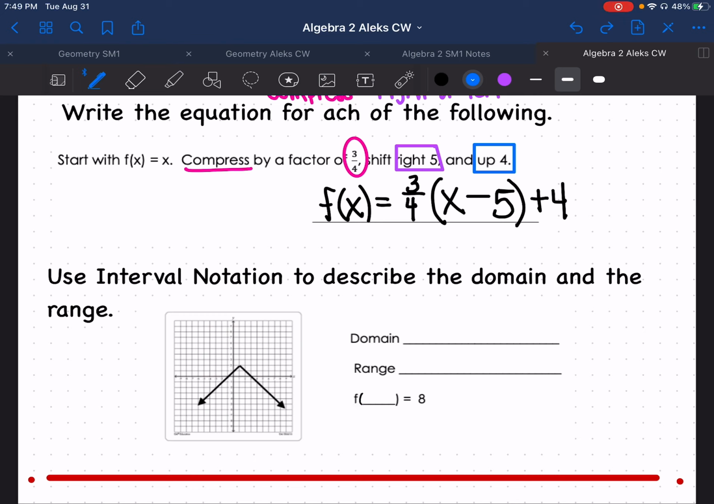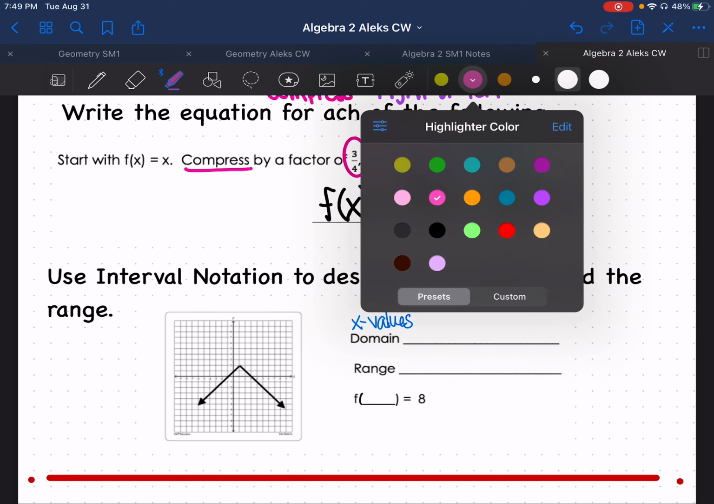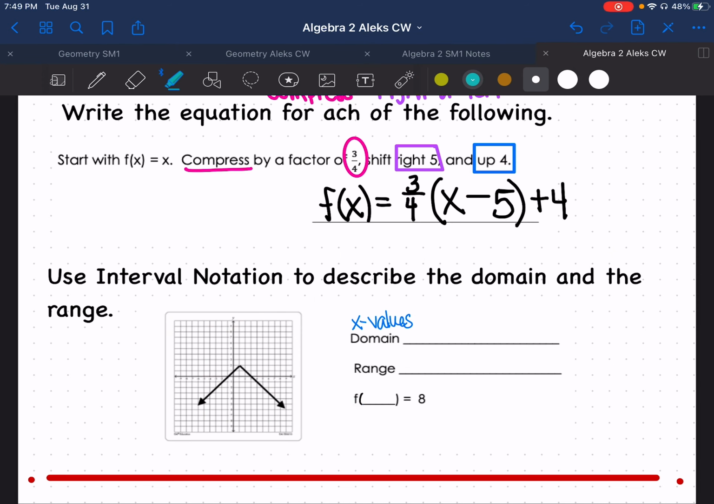Remember that the domain are your x values. So you want to look at your x-axis. Let me grab my blue highlighter and let's highlight that blue axis, that x-axis. What you need to do is read this graph starting over here at the left side, and you're going to read it in the direction to the right side. Remember, over here on the left side, you have negative infinity. And over here on the right side, you would end with positive infinity.